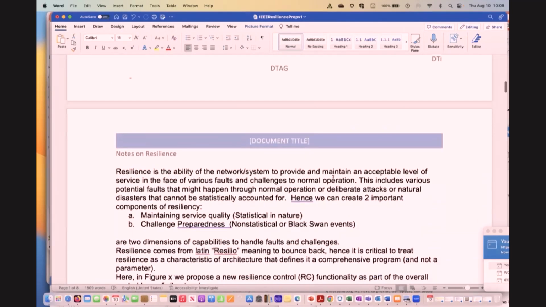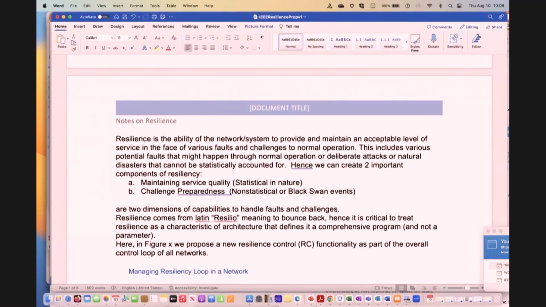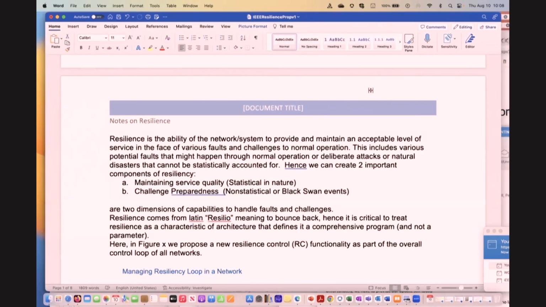The general definition of resilience actually comes from an Italian term, to bounce back. So we would like the network or system to have the ability to provide and maintain an acceptable level of service under any condition. I'm going to define the conditions under which resilience should hold in a second.